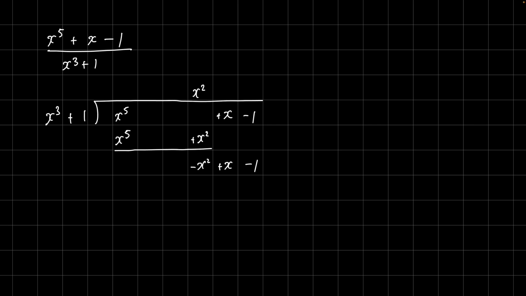So what this means, if we go back to our fraction, is that the x squared on top is going to be our standalone piece. So it's going to be x squared plus whatever my remainder was, that's negative x squared plus x minus 1, divided by that denominator. So that's how long division works.